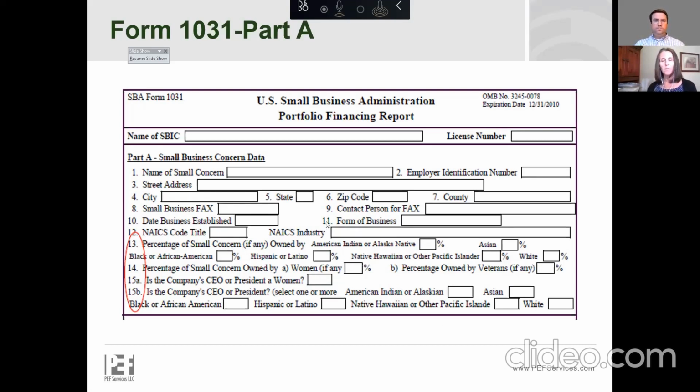And I know everybody is more aware than in the past of demographic information, the ESG data. These points are already being gathered by SBA, and SBA has been tracking it for some time now.